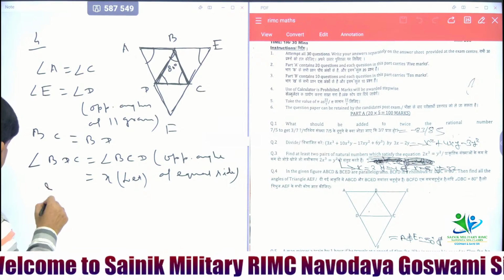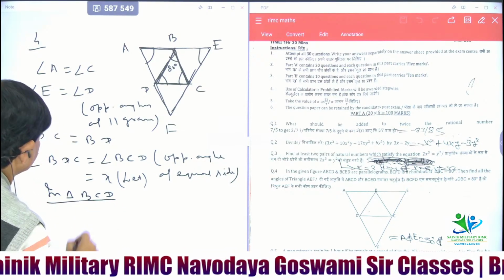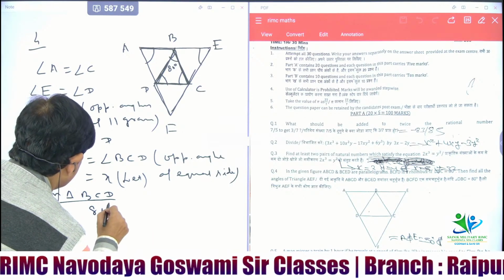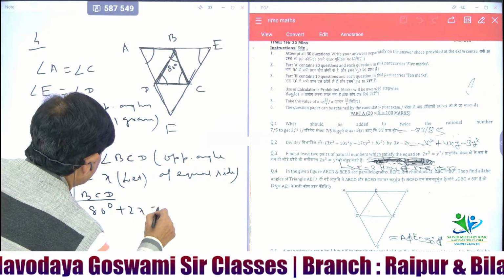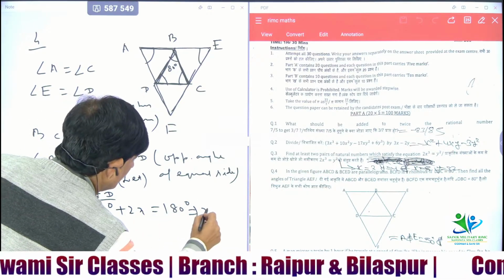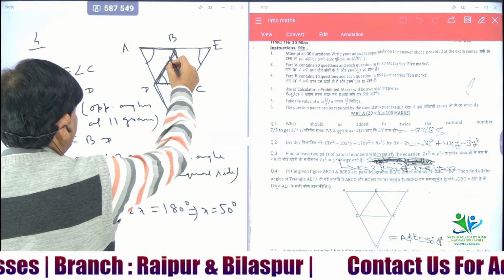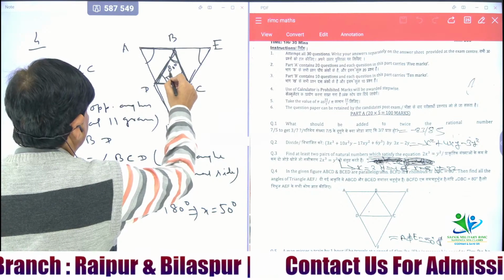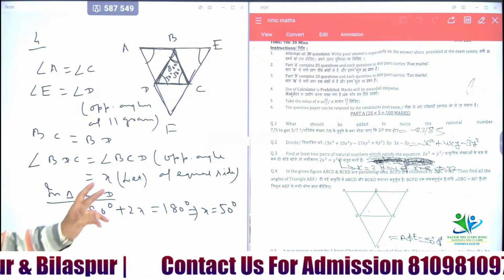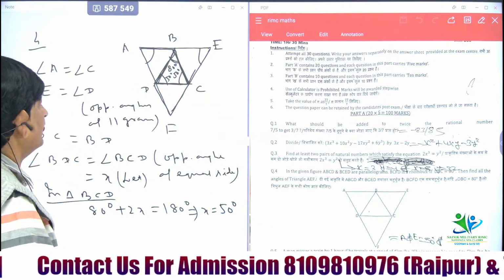Now in triangle BCD, 80 degrees plus 2x is equal to 180 degrees. And from here easily you can calculate the value of x, that is equal to 50 degrees. That means this angle is 80 degrees, this angle is 50 degrees, this angle is 50 degrees. Now you have to find the angles of triangle AEF.